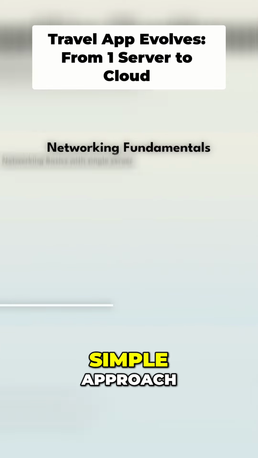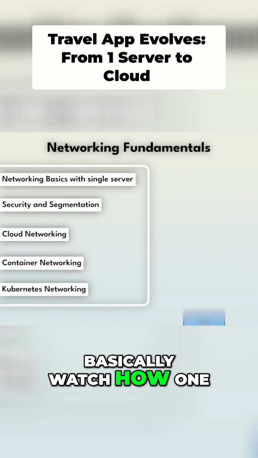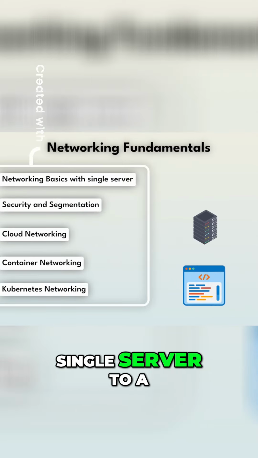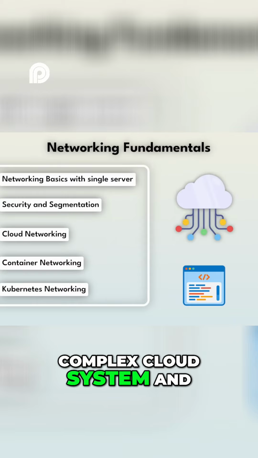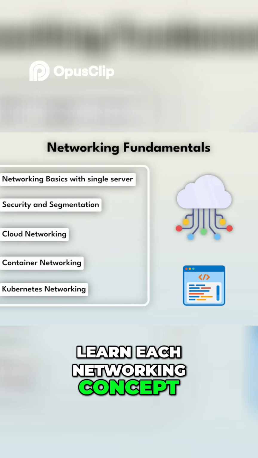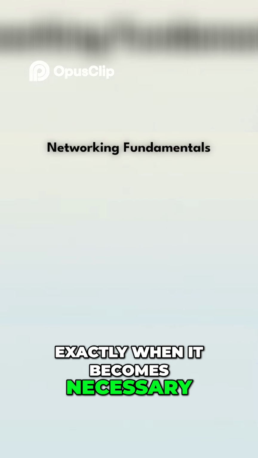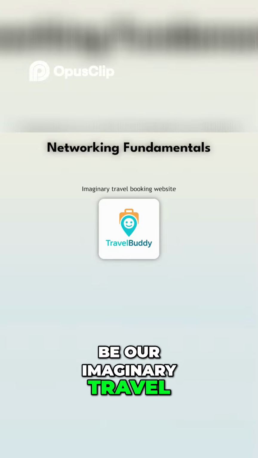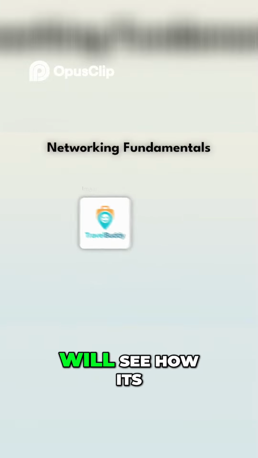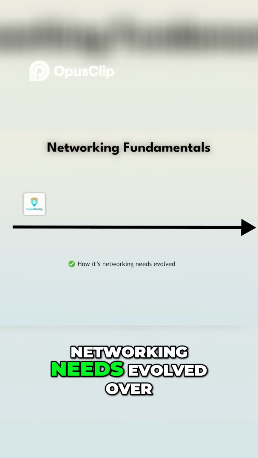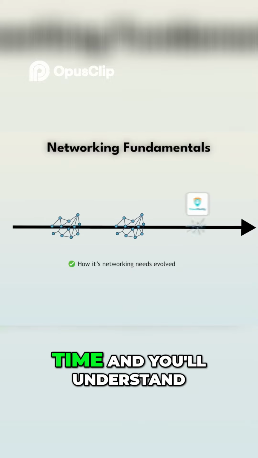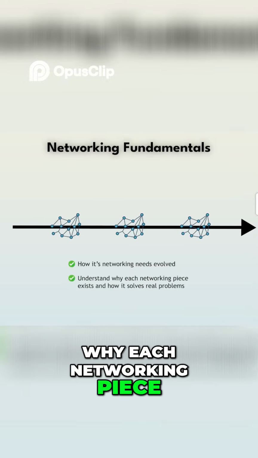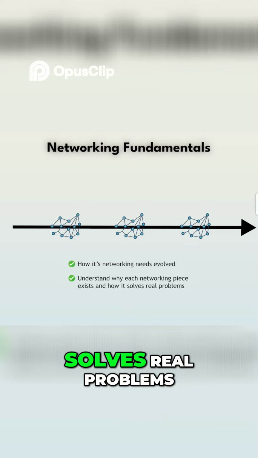We will follow a simple approach, basically watch how one application grows from a single server to a complex cloud system and learn each networking concept exactly when it becomes necessary. This is going to be our imaginary travel booking website, and we will see how its networking needs evolved over time, and you'll understand why each networking piece exists and how it solves real problems.